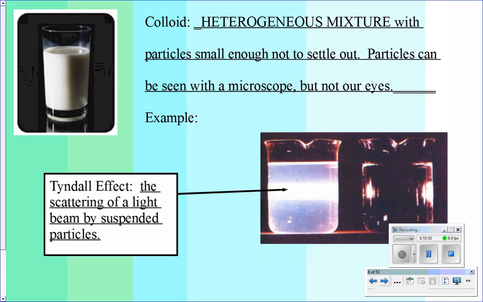Some other special types of mixtures. A colloid, we really won't talk a ton about this, but it's kind of an interesting example to think of. A colloid is a heterogeneous mixture with very small particles that don't settle out. The particles can be seen with a microscope, but actually not with the naked eye. Milk is actually a colloid.